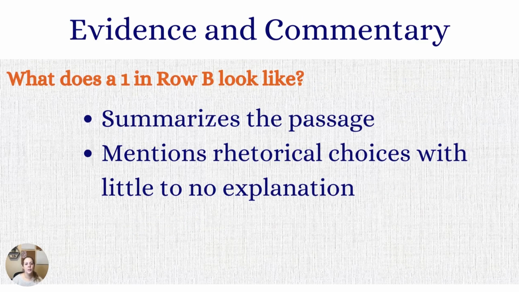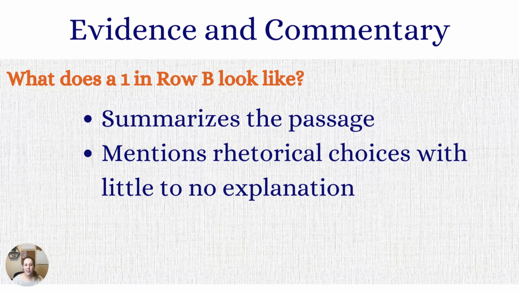Now let's move on to row B, which is evidence and commentary. This is where students can earn the bulk of their points. So I think this is the most important section of the rubric. That being said, it's arguably the most confusing section of the rubric as well, not just for students, but sometimes also for teachers. So I want to give you tips on what I look for so you can see the differences between the scores. That way, hopefully you can improve to the score that you're shooting for.